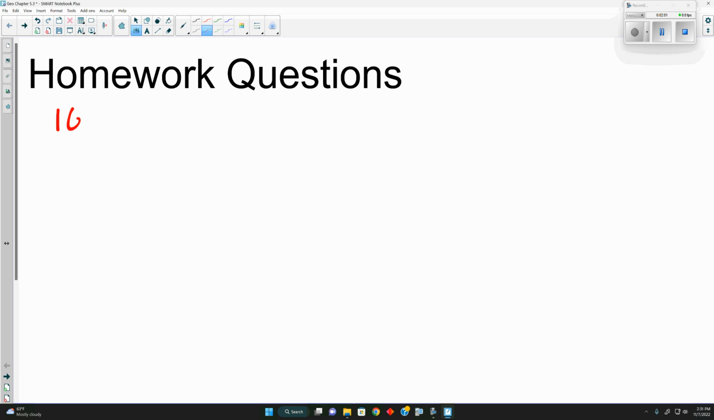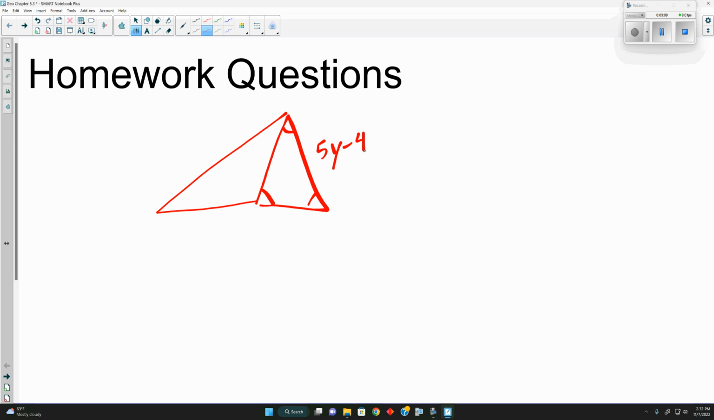Now 16. We have two triangles. We're given this here, and this is 5y minus 4. And we have this here, and this is y plus 12. And this side length here is 3x minus 5, guys.